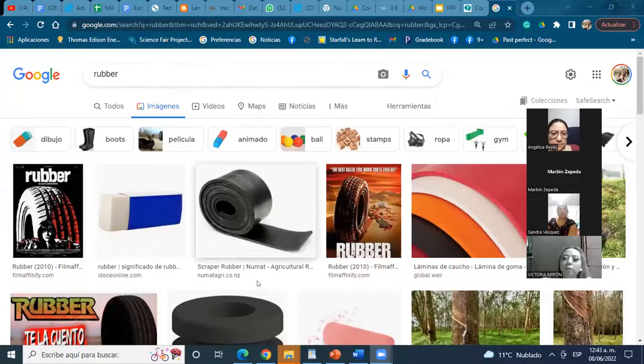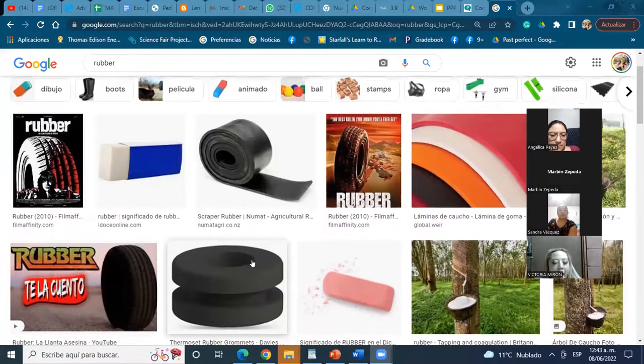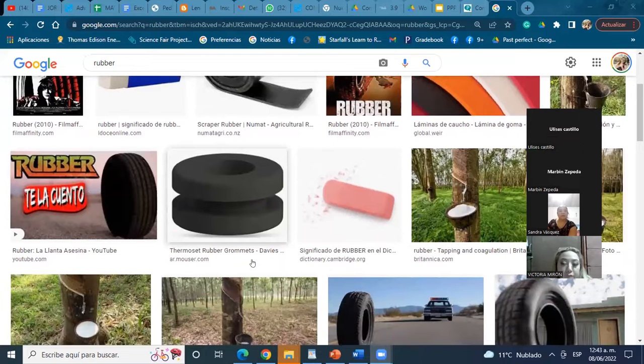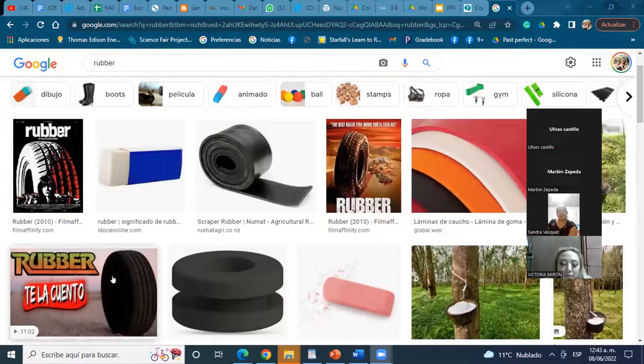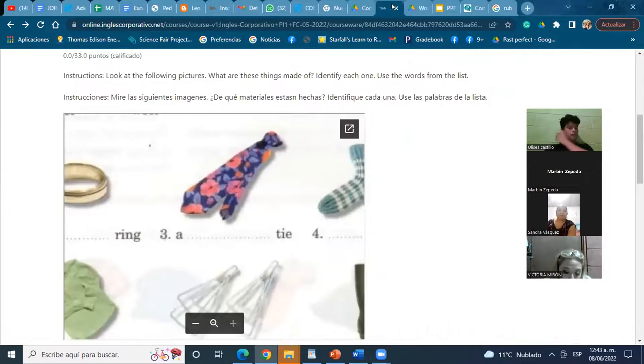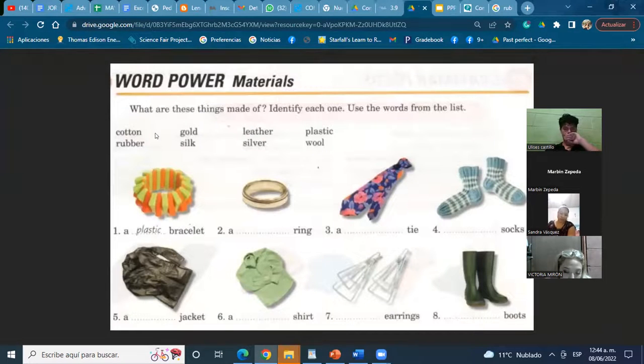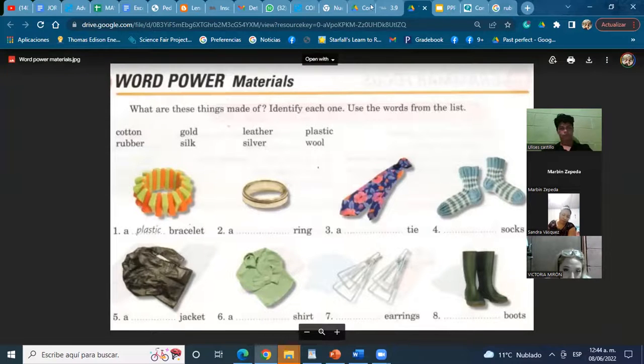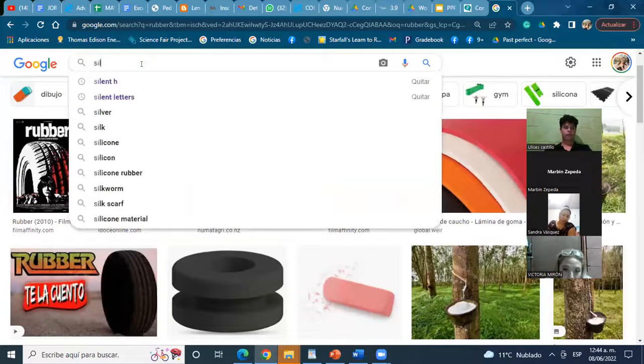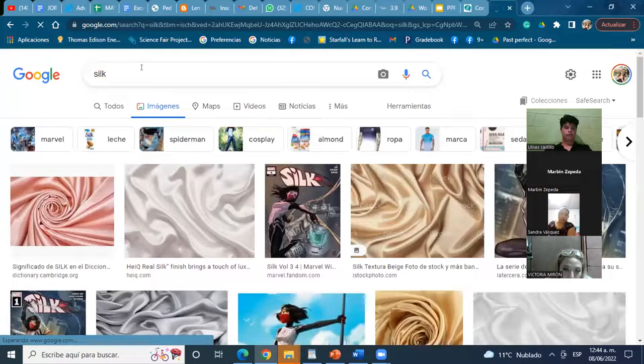Okay, look. Rubber. That's ule. No es como caucho también, no. Un empaque. Sí, caucho, goma. Goma, todo goma, eso es rubber. Okay, perfect. What else? Plastic, you know. Cotton, you know, right? Silk? Seda. Yeah. Okay, that's silk. Look.